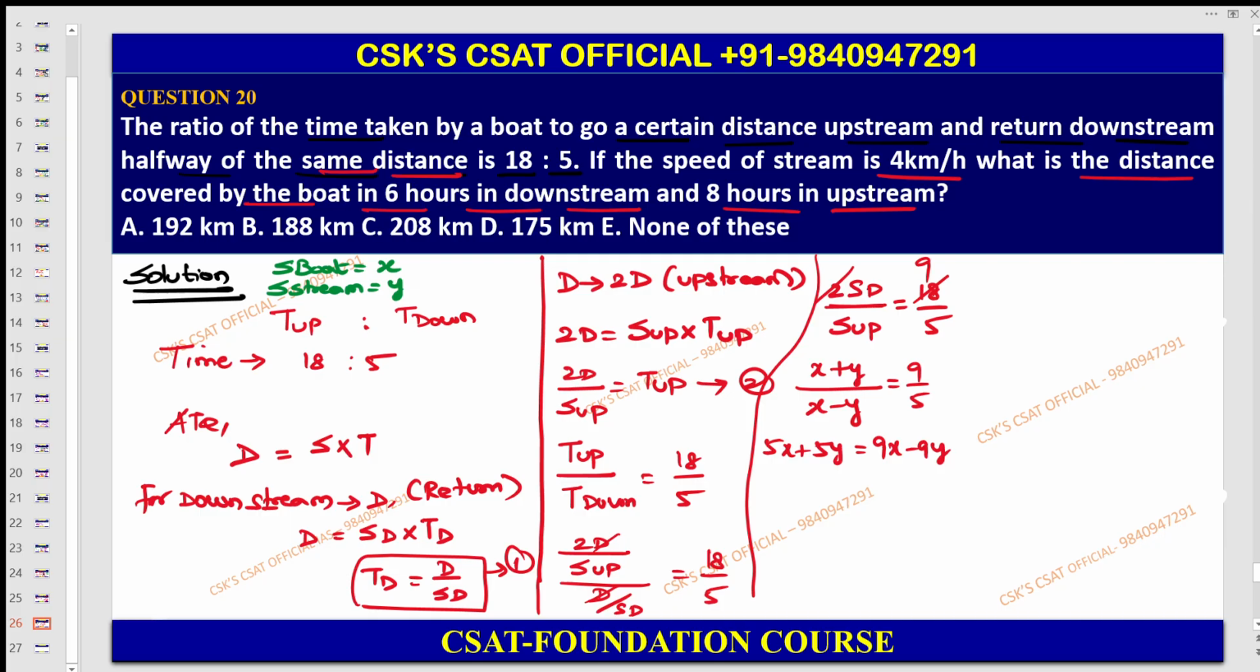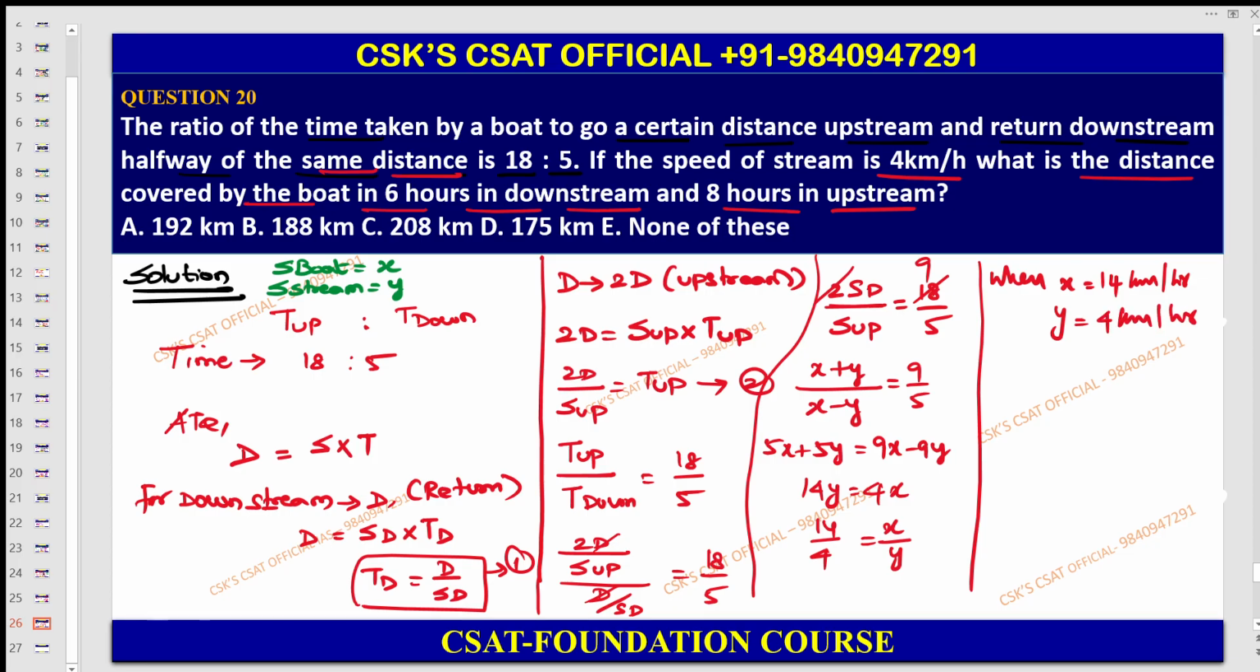Now rearrange this. Bring y towards the LHS, so it becomes 14y. Bring x towards the RHS, 9x minus 5x becomes 4x. You need to find out x by y. So x by y is equal to 14 by 4, which means when x covers 14, what is that 14 here? The speed of the boat, x is equal to 14 km per hour. Then what is y? y is equal to 4 km per hour.